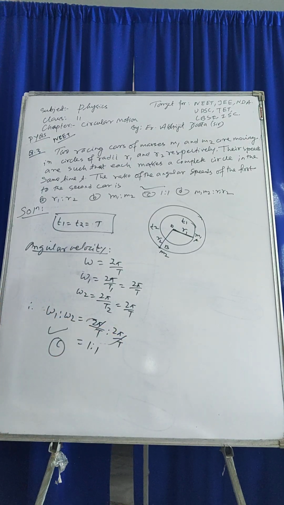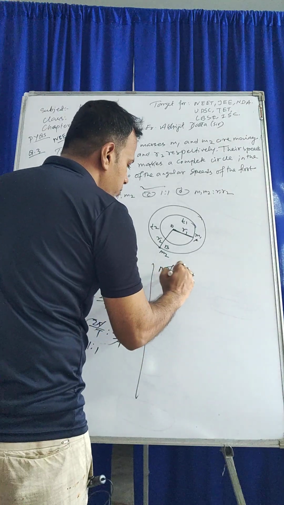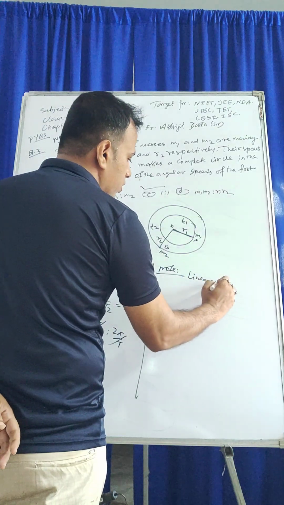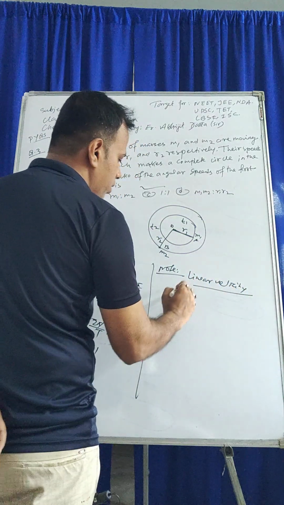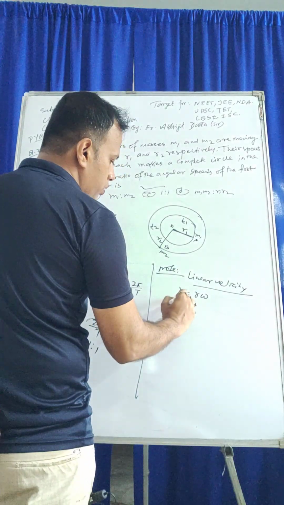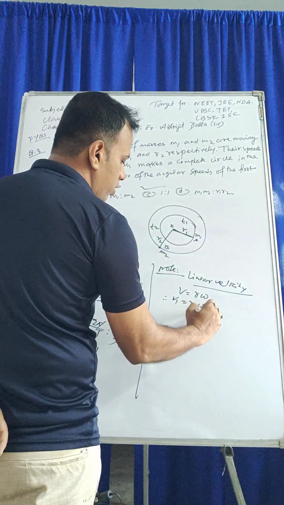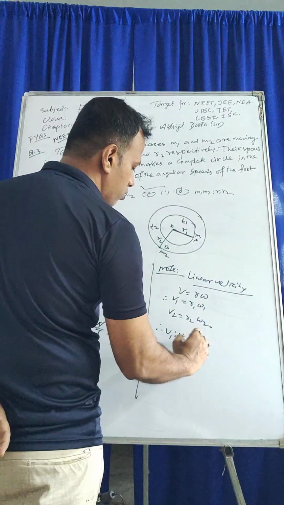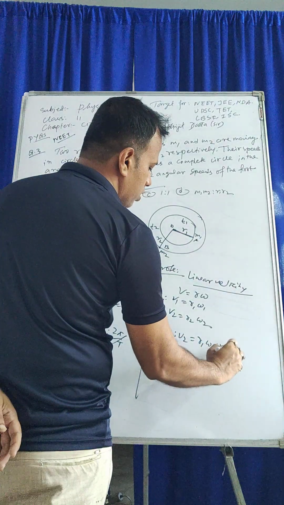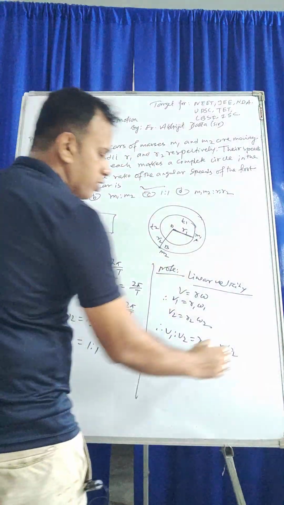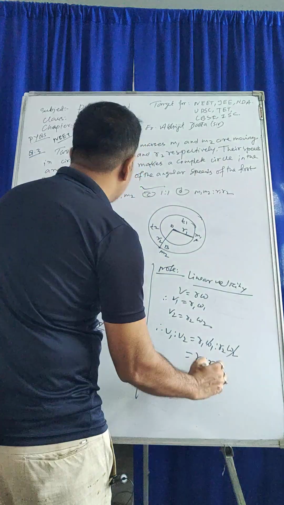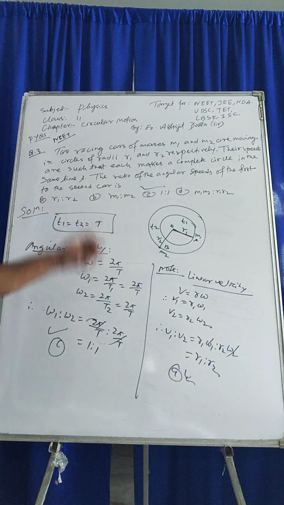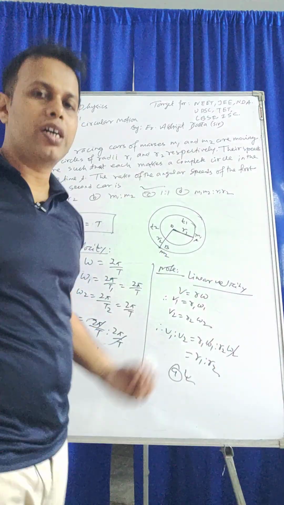Now take a note. If they ask for linear velocity, what will happen? It will be v equal to r omega. So v1 is r1 omega 1 and v2 is r2 omega 2. So v1 is to v2 equal to r1 omega 1 is to r2 omega 2. We know that omega 1 and omega 2 are equal, so they cancel, and it will be r1 is to r2. So in that case, option A will be the correct answer. They may also ask for centripetal force or centripetal acceleration.